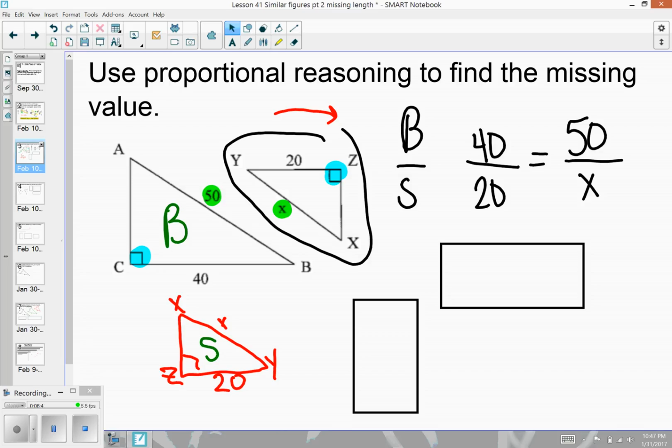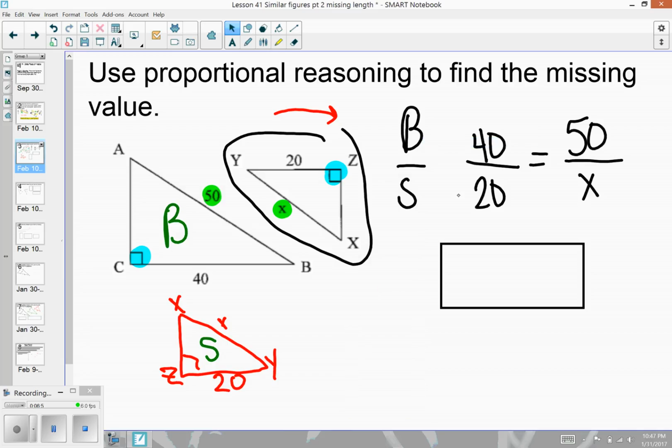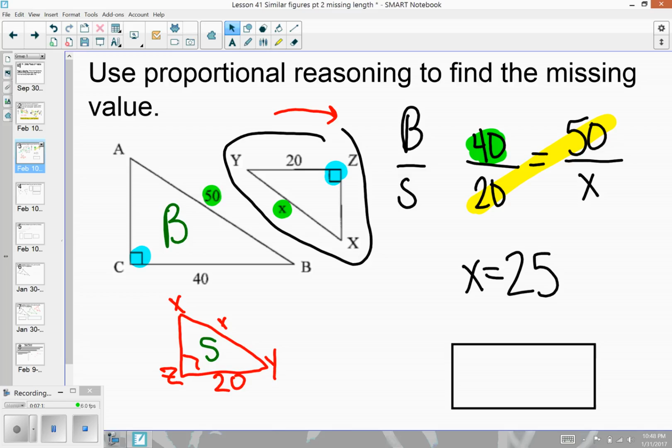So now we want to go ahead and solve it. Get out your calculator, and we're going to cross multiply. You're going to multiply your opposite values, just like with our proportional reasoning unit, and then divide by the number that's left over. And what is the value of X? In this case, the value of X is 25. Very good. Let's try another one.